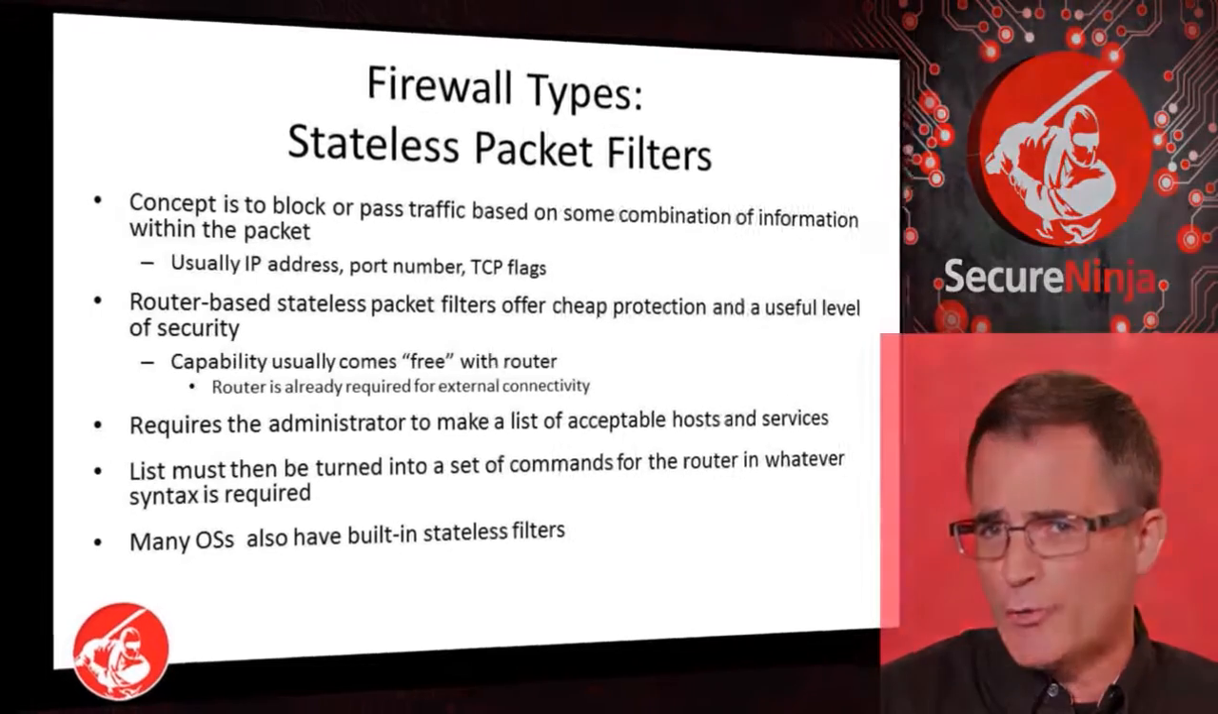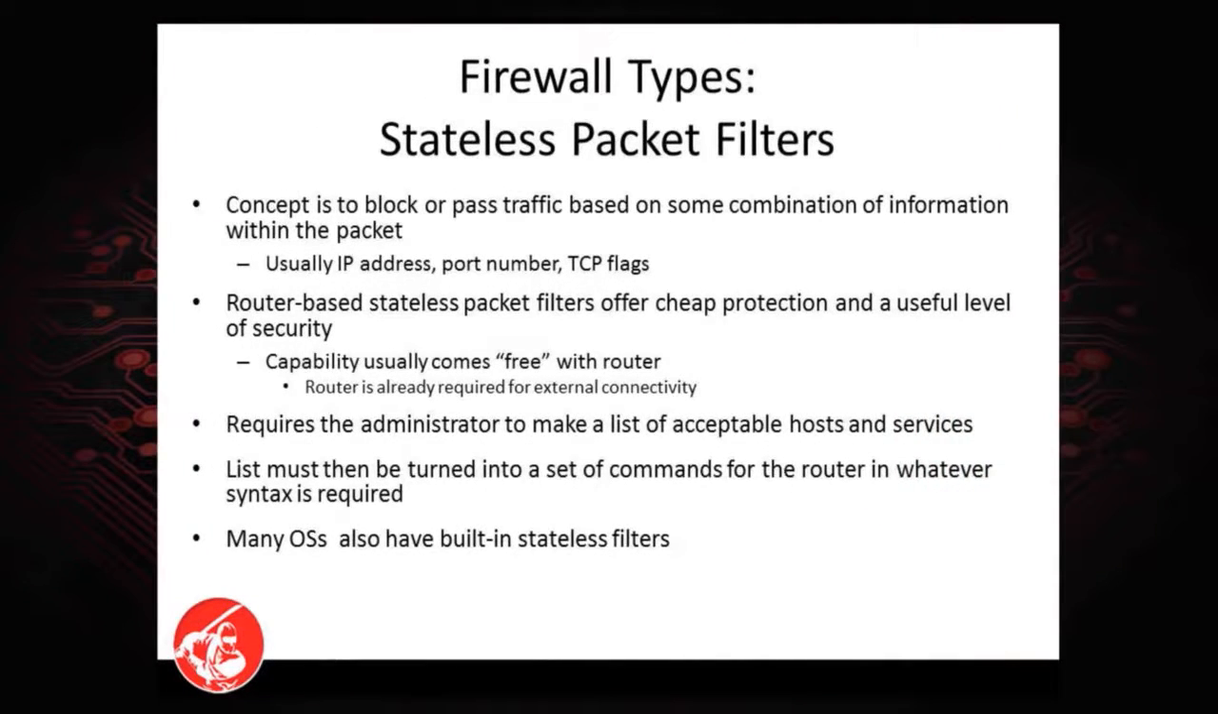So we've got some types. We talked a little bit about a router, and an access control list is what we call a stateless firewall. When we're doing our testing, we want to know if we're up against a stateless firewall, because stateless packet filters or routers only understand the concept of the packet that it's currently looking at. It usually blocks or passes traffic based on some combination of information within the packet, usually the IP address, the port number, or the flags in the Transmission Control Protocol, TCP. It's a cheap protection and a useful level of security because it comes with the router and it's free. It requires the administrator to make a list of acceptable hosts and services.